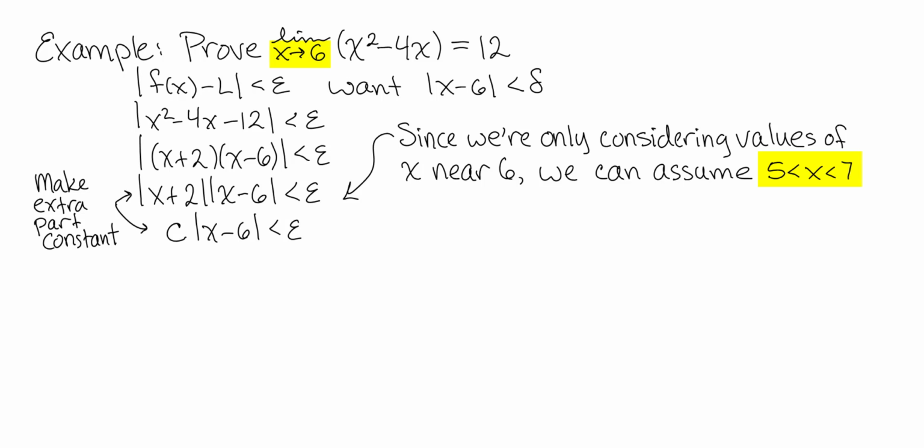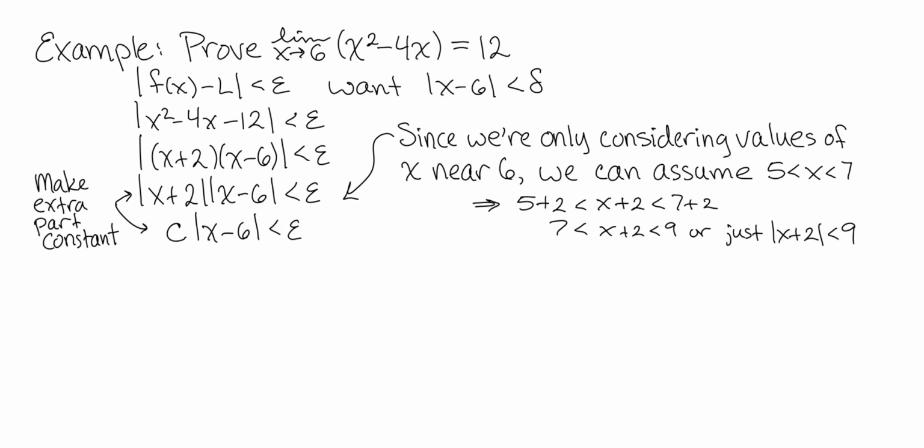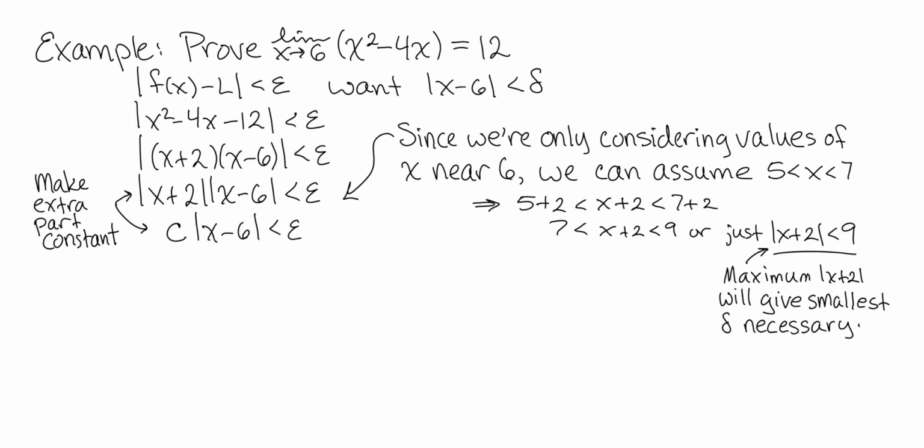So we make an assumption distance of 1. We could make assumption distances of values other than 1, but it's a standard way to do it. If you change values, then the answers will change in the end. So it's best if we're all just consistent and use a standard assumption distance of 1. So if x is between 5 and 7, we can add 2 to all three parts of that inequality. So we end up with 7 is less than x plus 2 is less than 9, which means the absolute value of x plus 2 is less than 9. This is the maximum value of absolute value of x plus 2, so it will give us the smallest delta that we need.